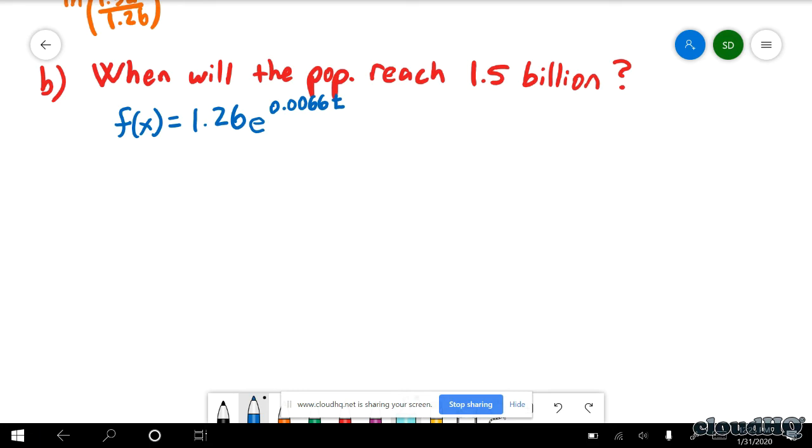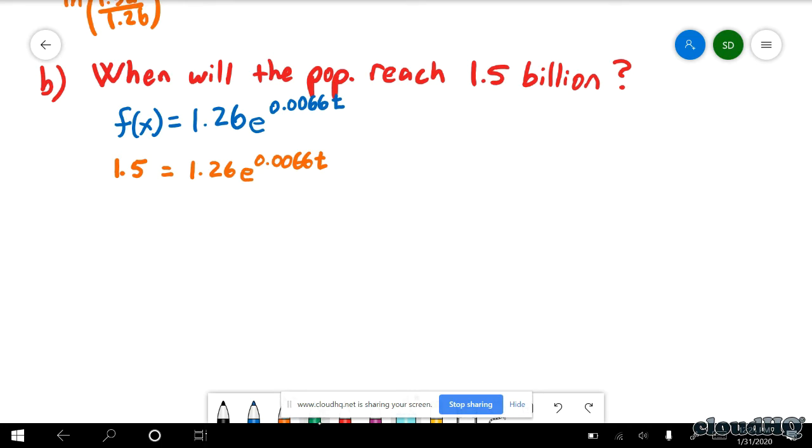So if I'm trying to figure out when it's going to reach 1.5 billion, what do I do? Yeah, I know I want the answer to be 1.5 billion. I don't know when, so I don't know what t is. That's what I have to try to figure out. And now we have an exponential equation similar to the last one.